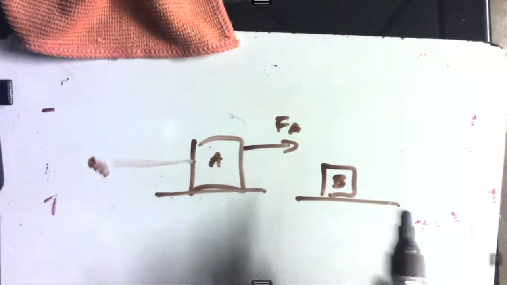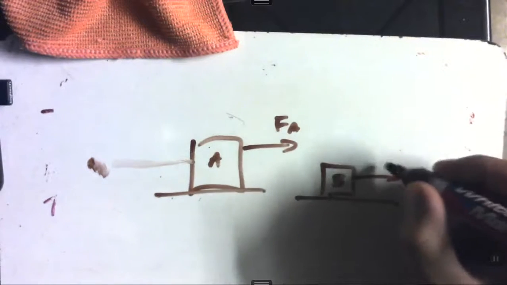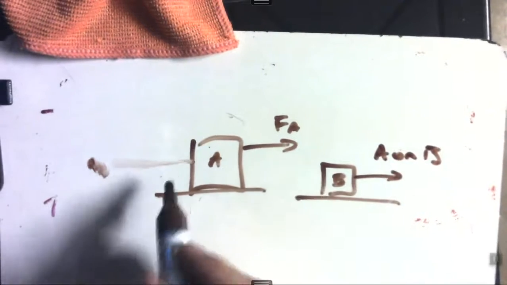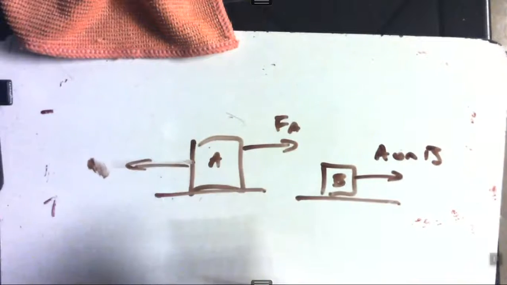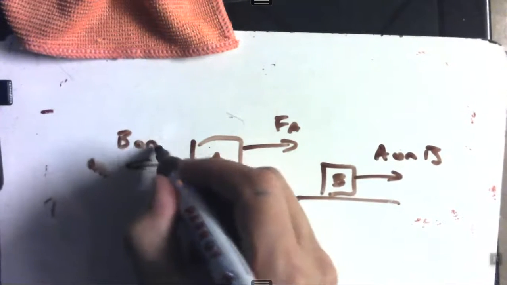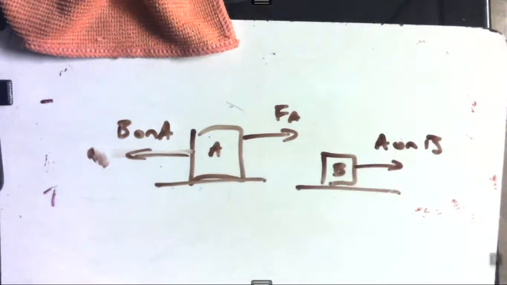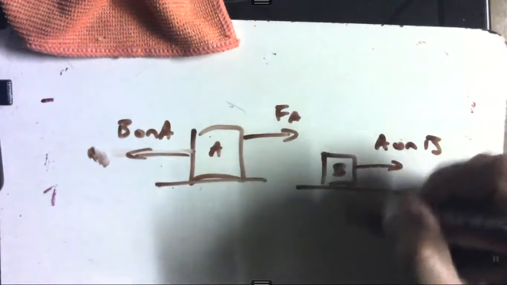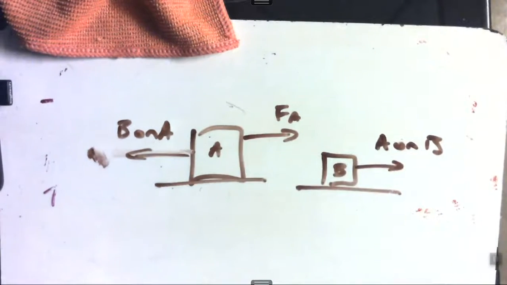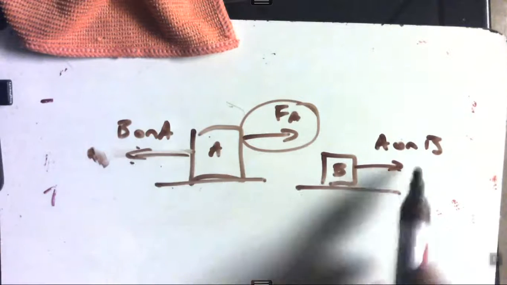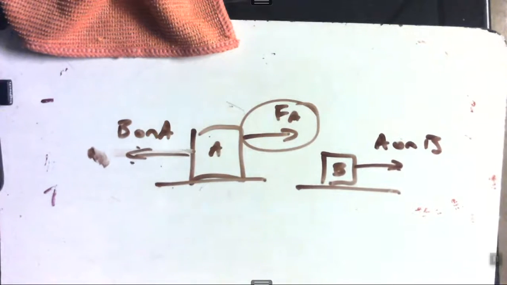Okay, so block B is being pushed by block A, so that is A on B. But block A is also pushed back by block B, so that's B on A. Okay, now we have a system here. Obviously, if we had friction, we would include that, and the vertical forces there would cancel each other out. So here we would have the resultant force here. We know according to Newton's third law that these two forces are equal but opposite. So if we consider the system, they will cancel out.